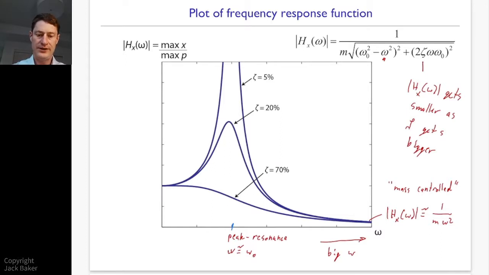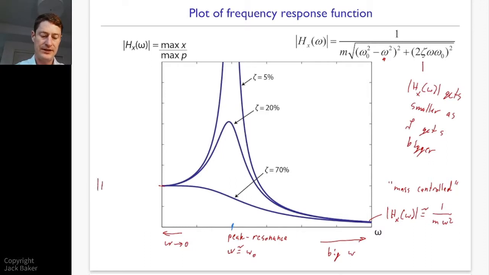Then over on the other side, at the far left, we have omega heading towards 0. So this is a very small, or very slow, excitation. The frequency is tending towards 0, and we see all these lines converging over here. So what's going on here?